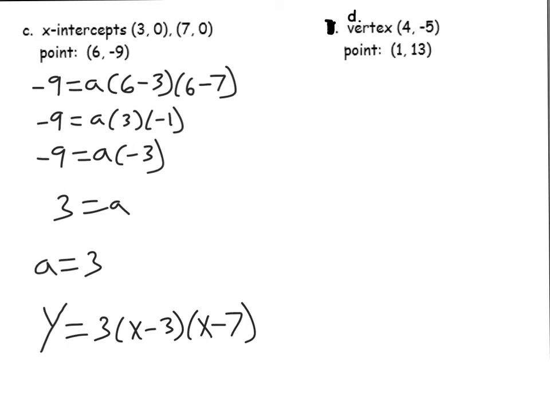Okay. And again, for now, and really any of these problems, we'll leave it in factored form, right? But I got my A value of 3. All right, let's back it up again. Try another one in vertex form. Y is 13, A is unknown, X is 1, H is 4, K is -5.